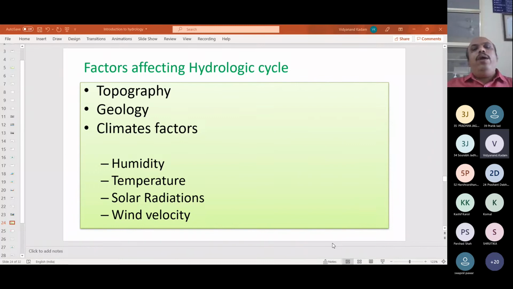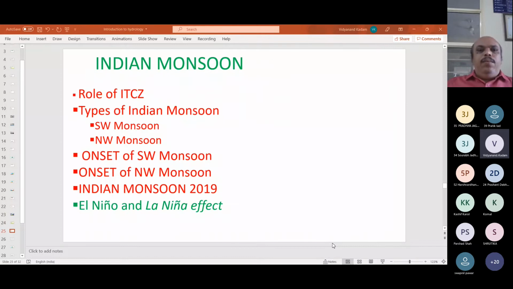If humidity is more, in that case, there is a favorable condition for rainfall. Okay, so this is how all these climatic factors affect the hydrological cycle. Now we are going to discuss one of the interesting points of this chapter, that is Indian monsoon.